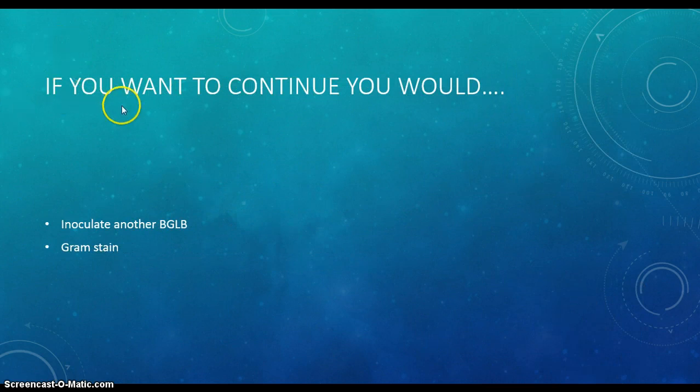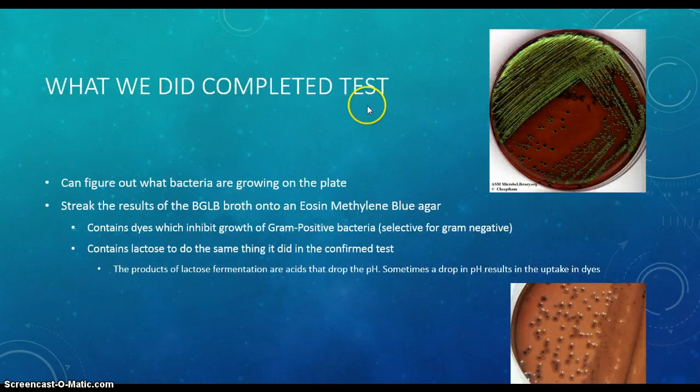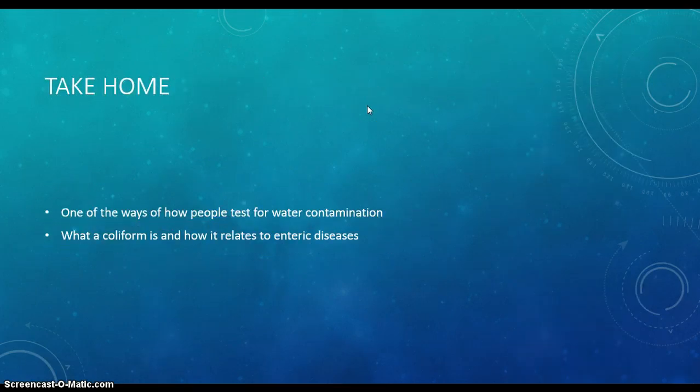So if you would want to continue with this, you would inoculate another brilliant green lactose bile and then do a gram stain to get further confirmation of the characteristics of the water. But the take-home message of this video is to understand one of the ways that people test water contamination, and to know what a coliform is and how it relates to enteric diseases, and how the public health of certain areas is reliant upon these tests.